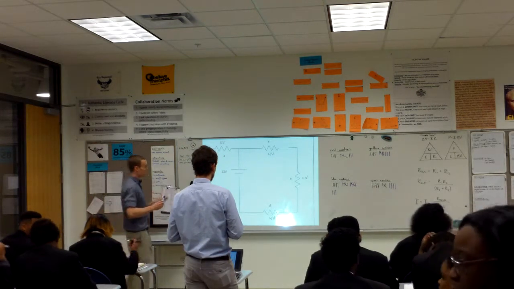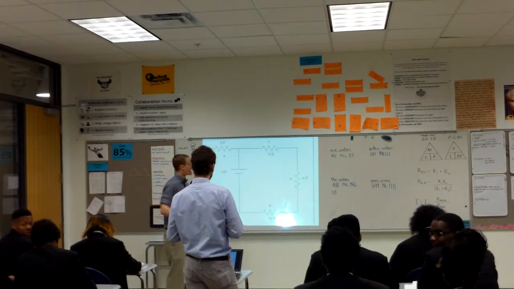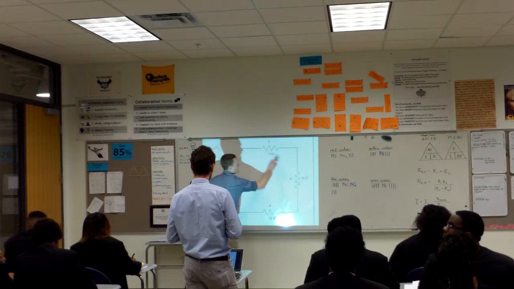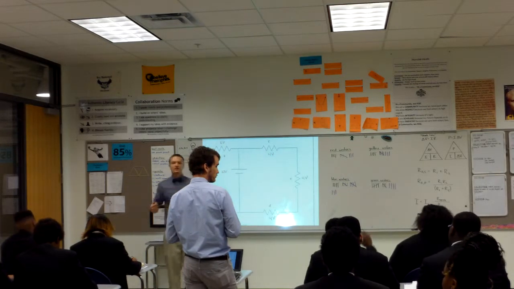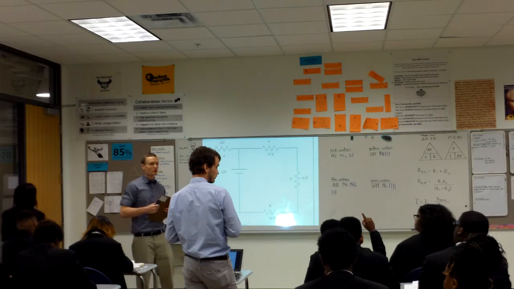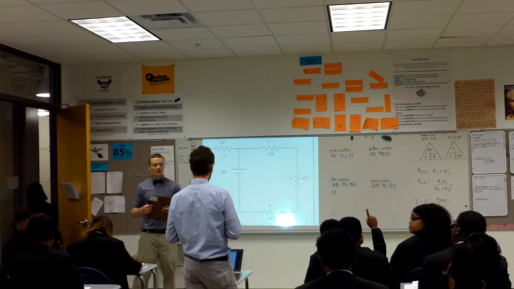All right, and actually, this one is correct, but I do want an explanation. How did I know that these were both 6 volts? How did I know that each of these were 4 volts? In general, what is my rule about spending voltage? What is my general rule about spending voltage?